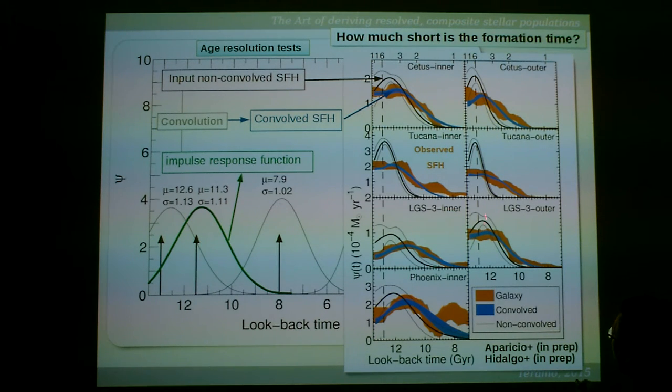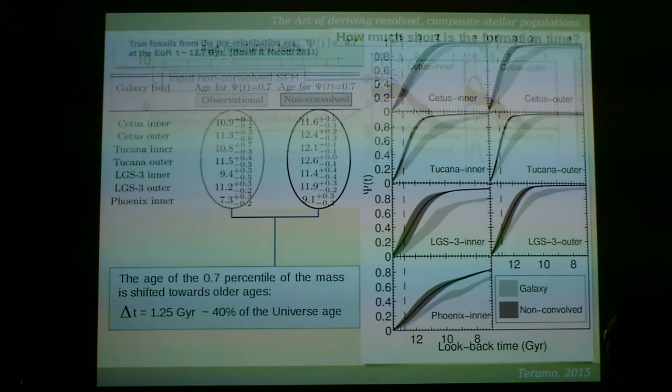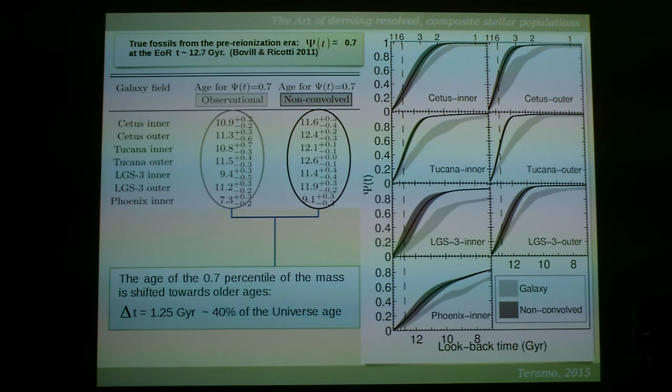So, what can we do now with this information? We can compare it now with the model, because in some way we have subtracted the observational effects from the result of the function. And what we see is that Bovill and Ricotti predict that true fossils from the pre-reionization era have 70% of the stellar mass formed at the epoch of reionization, 12.7 Gyr ago.